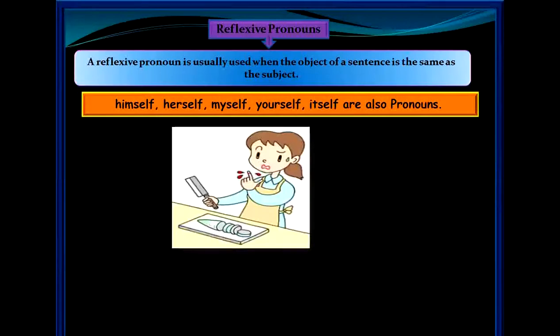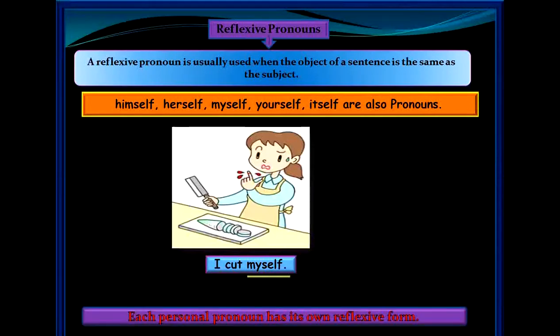Let us go through an example, children. Here is a girl trying to cut vegetables, and in the process, she cuts her finger. So she says, I cut myself. If you notice this sentence, you will find that the subject and the object of this sentence are same. Here myself reflects back on the subject, which is I. Here myself is the reflexive pronoun. Children, every personal pronoun has got its own reflexive form.